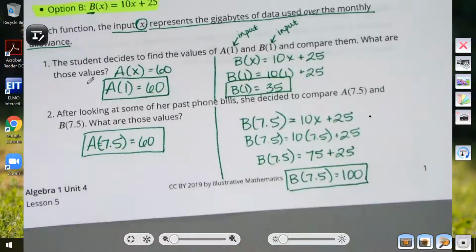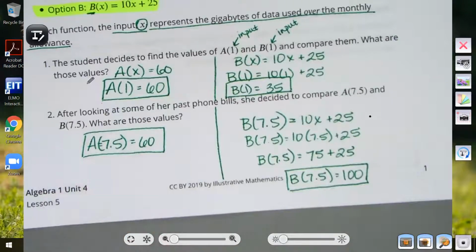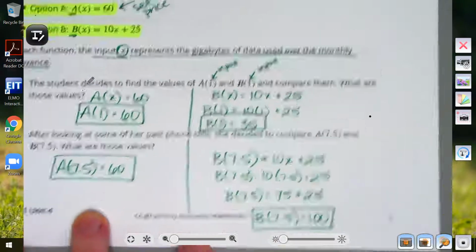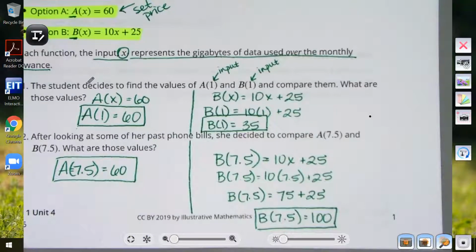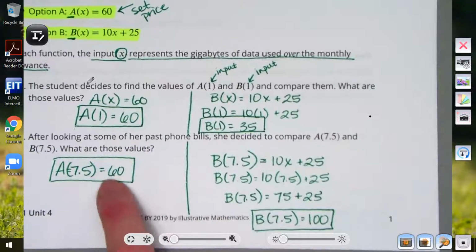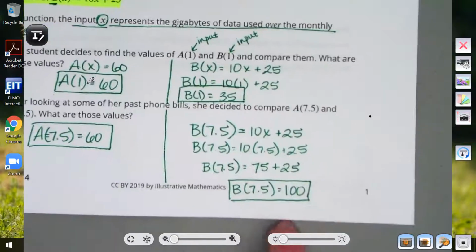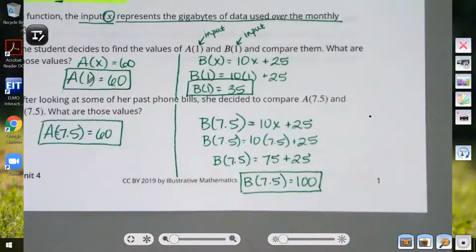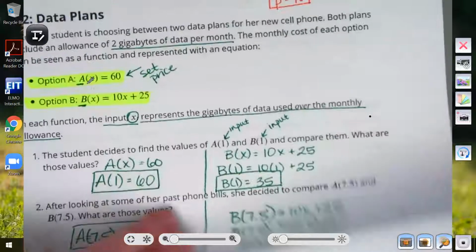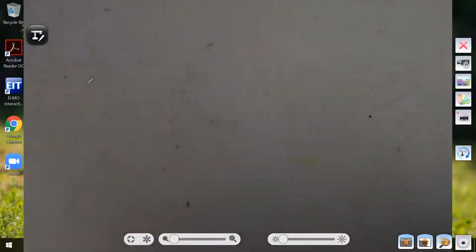Okay, so which phone plan's looking better now? A. Why does A seem better? No matter how much you go over, it's always going to be $60. I know for a fact I use more than 2 gigs of data a month when I'm on my phone. I use like 15. So it's nicer to know I'm going to have this $60 than end up paying over $100 randomly. Okay, so let's keep going and see what they want to know.